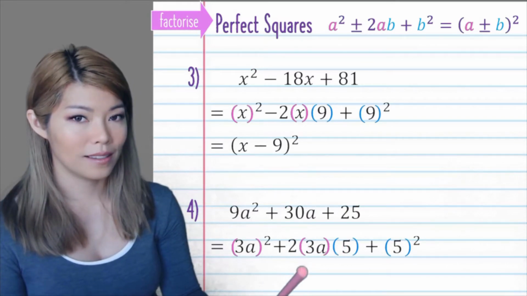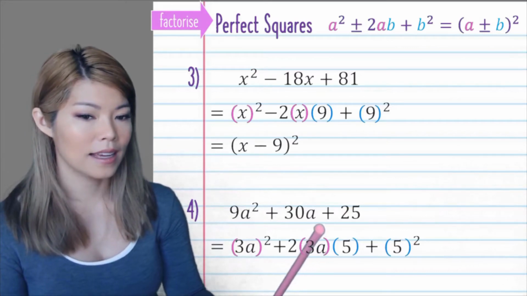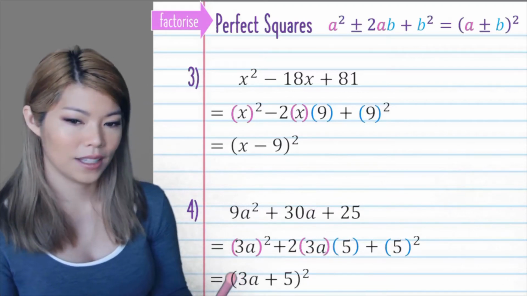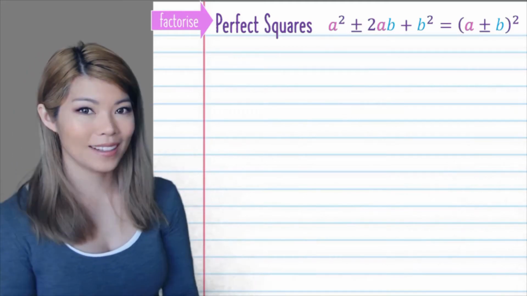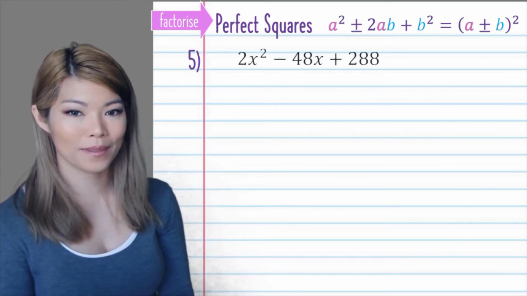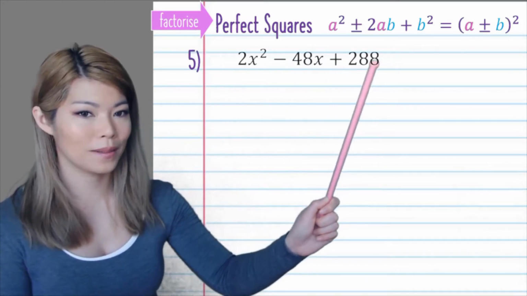2 times 3 is 6, 6a times 5 is 30a. So we have (3a plus 5) squared as the factorized form. Let's do some slightly harder questions. What do you notice about these numbers?